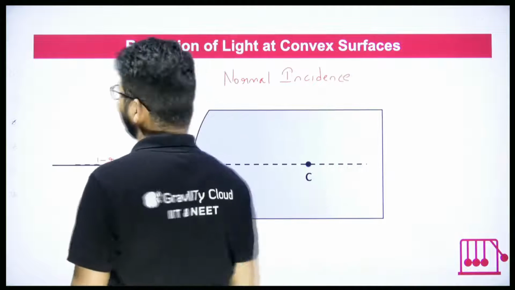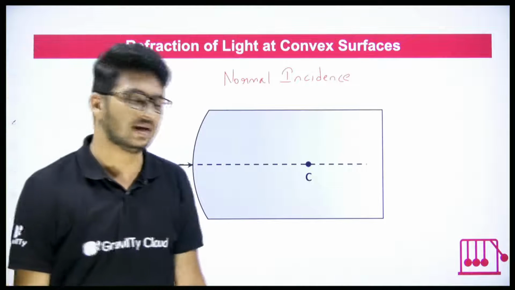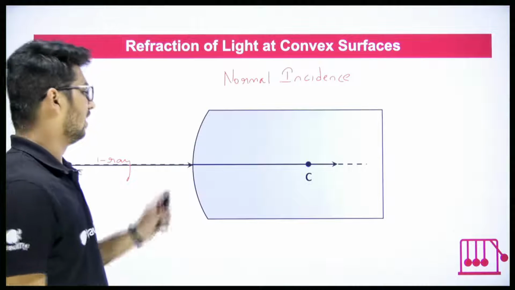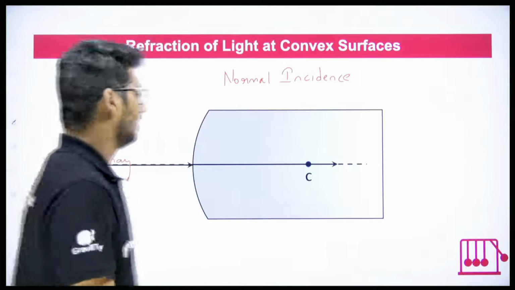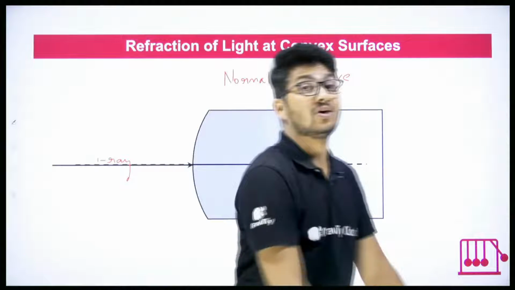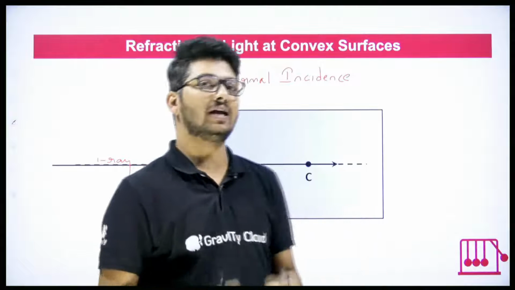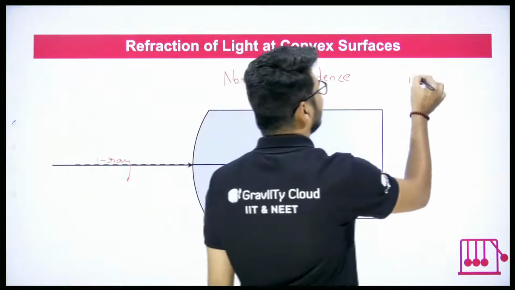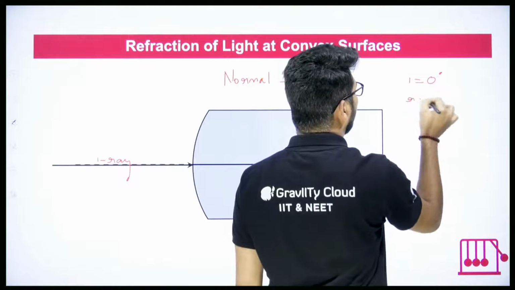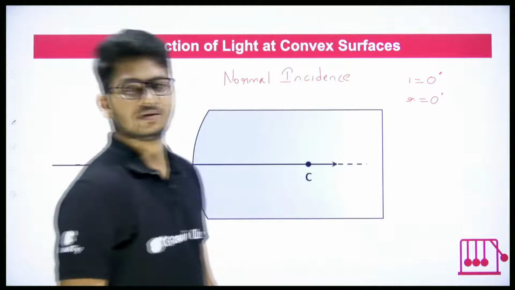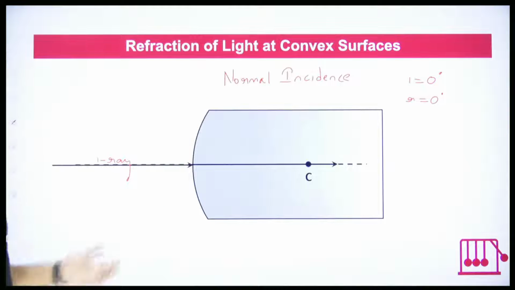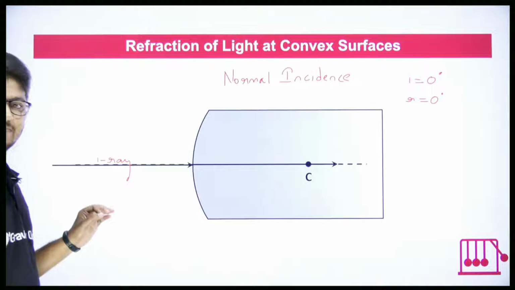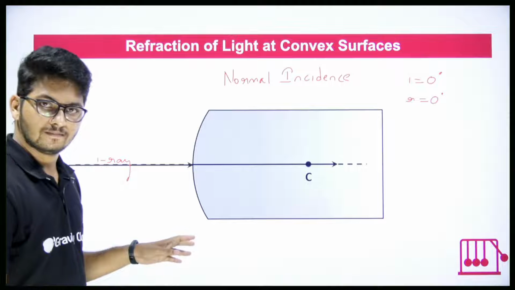And what happens in a normal incidence? The light does not deviate. The light does not bend. The light directly passes through. Light will pass through along the normal, and you can see the refracted ray directly passes through without any deviation. In fact, in this case, the angle of incidence is 0 degrees and the angle of refraction is also 0 degrees. Now it is valid at any point, wherever you have normal incidence. Is that clear? Good? Okay.